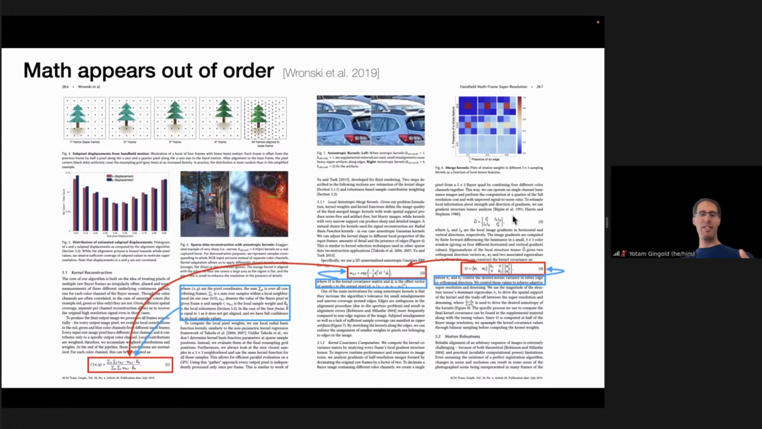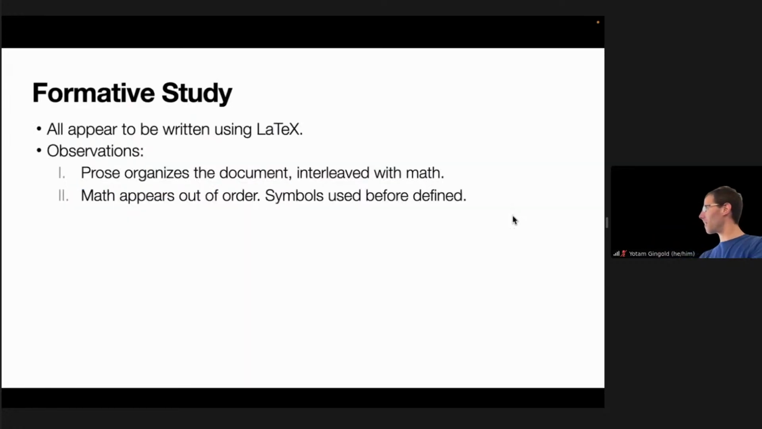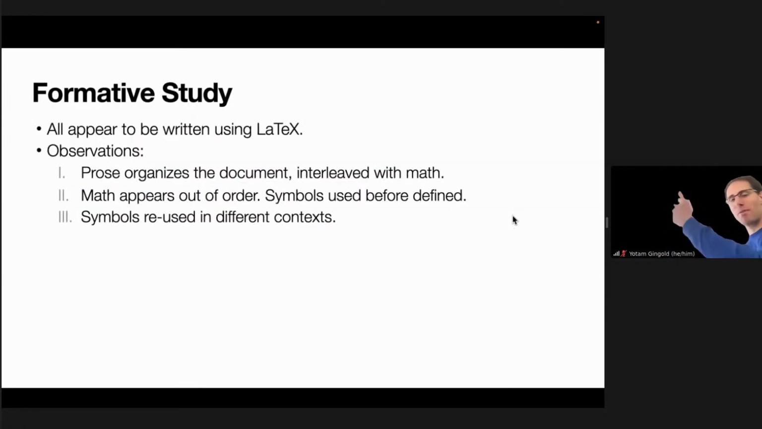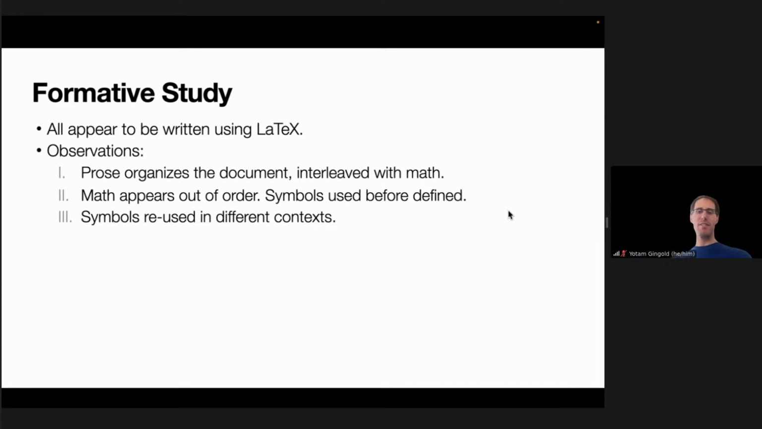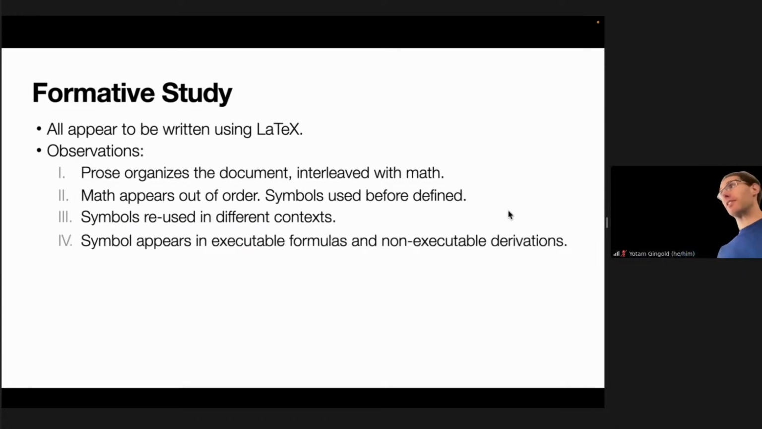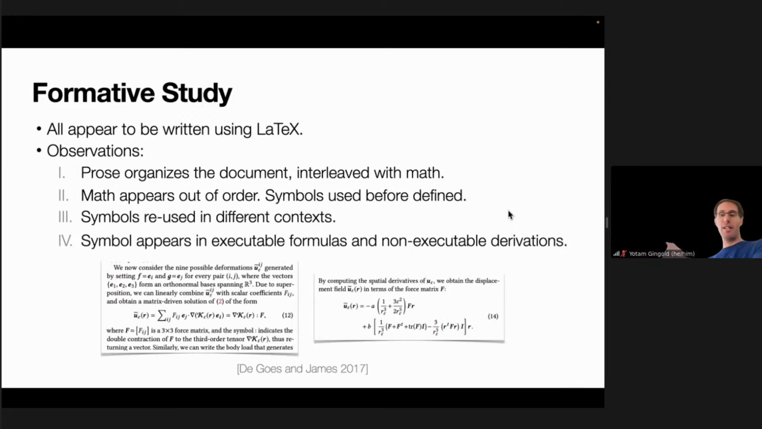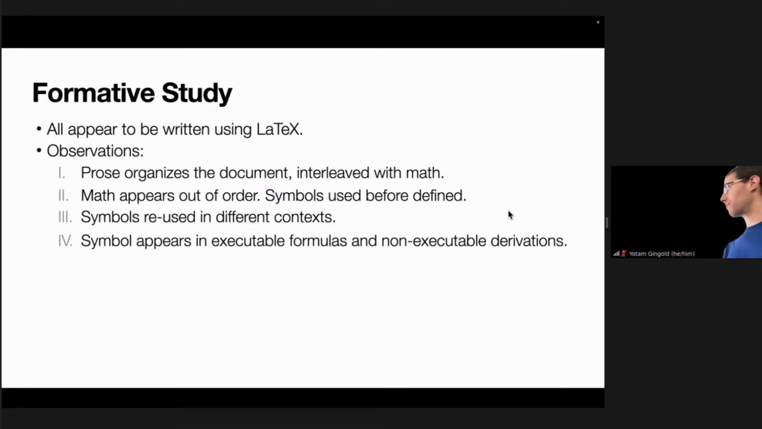Symbols can get reused in different contexts. We did this formative study, and in the interest of time I'm not going to go into all of these things, but the same symbol can be reused in different sections of the paper. There are derivations, right, which use the same symbols, and it'd be nice to track that, even when they're not formulas that can be executed.